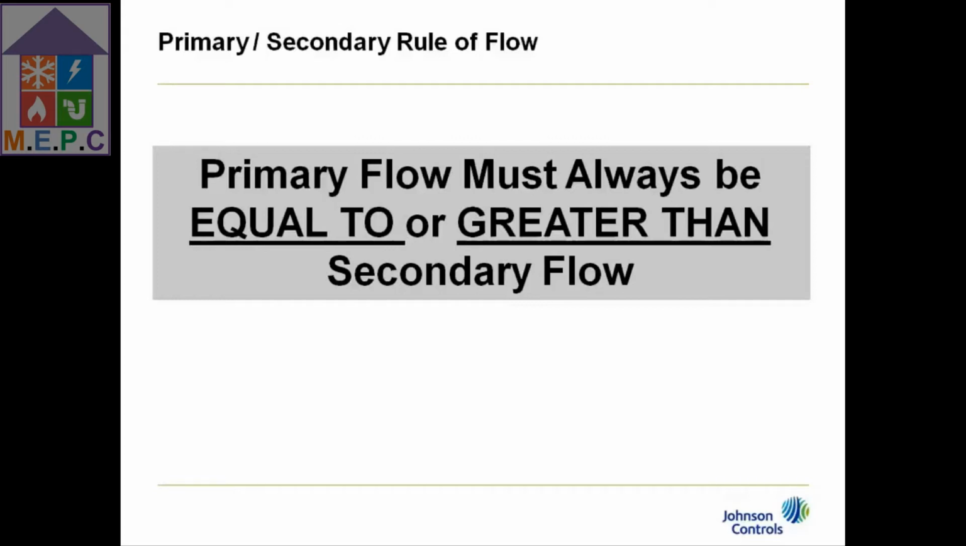So, number 1 rule of primary-secondary, primary flow must always be equal to or greater than secondary flow for the system to work. This doesn't mean you can't use the bypass as a means of control. For example, allow bypass flow backwards to indicate that it's time to add more pumping into the primary loop.